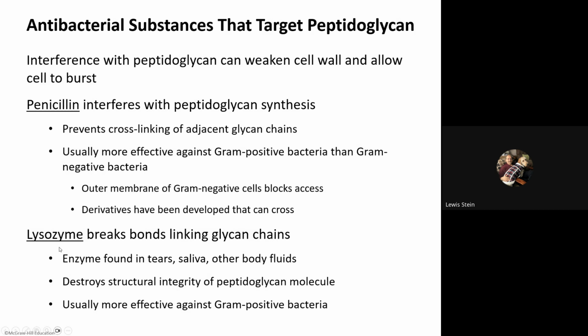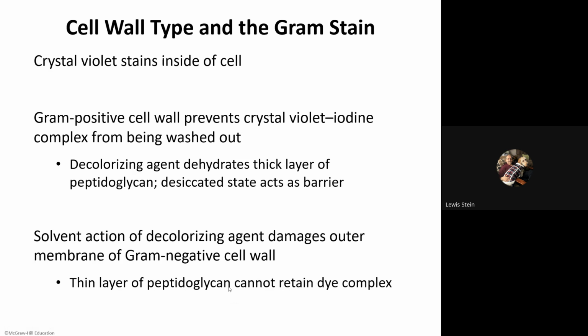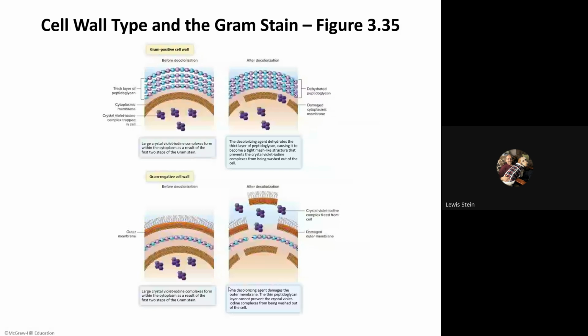So lysozyme is something we have in our saliva, and something that's found inside a lot of cells. Tears, saliva, other body fluids are inherently protective. They destroy that peptidoglycan, and again, more effective against gram-positives. So we have mechanisms that protect us against bacteria. And this is the Gram stain. I'm not going to go over it. That's lab.